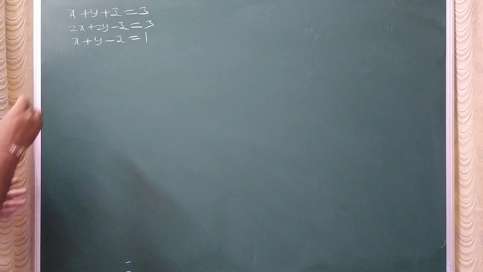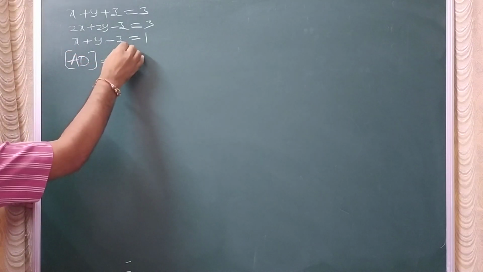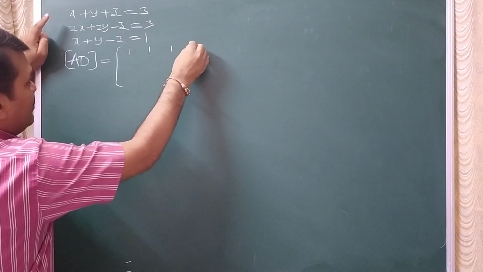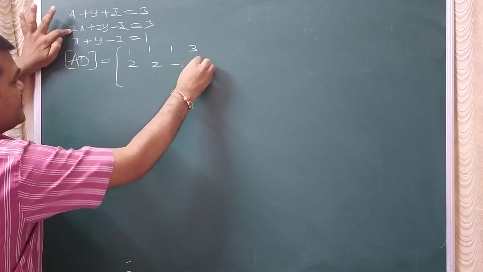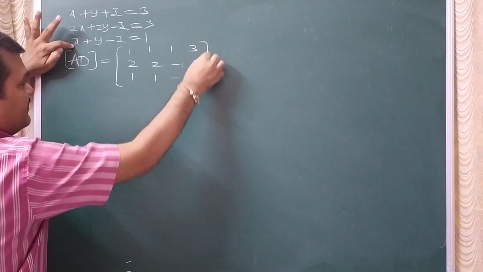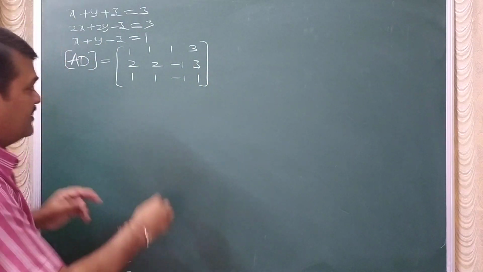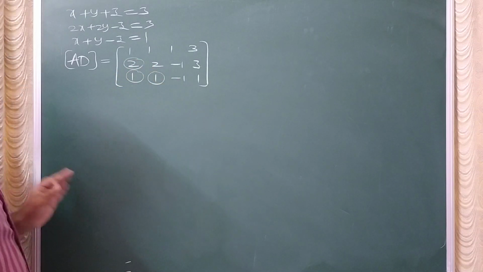Now first I will try to write the augmented matrix directly. From the first equation you will get 1 1 1 3. Second equation 2 2 minus 1 3. Third equation 1 1 minus 1 1. So this is the augmented matrix. What is our task? We have to get zeros in these 3 places first.